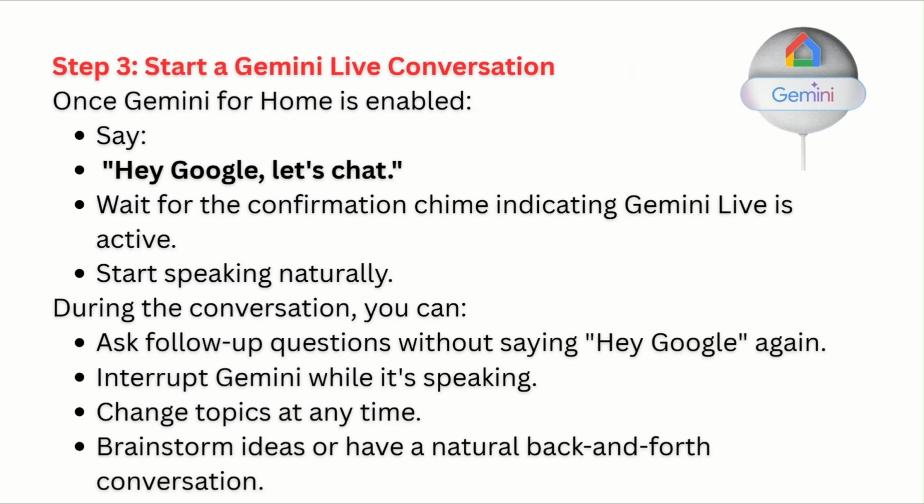Step 3. Start a Gemini Live conversation. Once Gemini for Home is enabled, say, Hey Google, let's chat. Wait for the confirmation chime indicating Gemini Live is active. Start speaking naturally. And during the conversation, you can ask follow up questions without saying, Hey Google again. Interrupt Gemini while it's speaking. Change topics at any time. Brainstorm ideas or have a natural back and forth conversation.